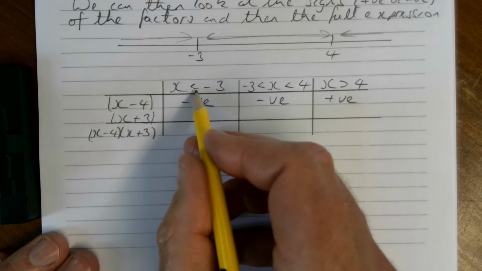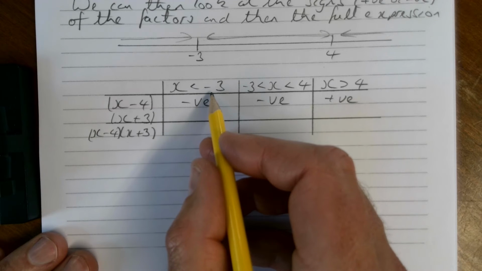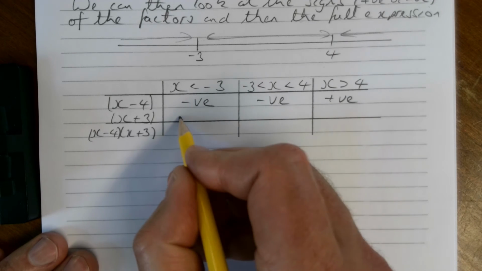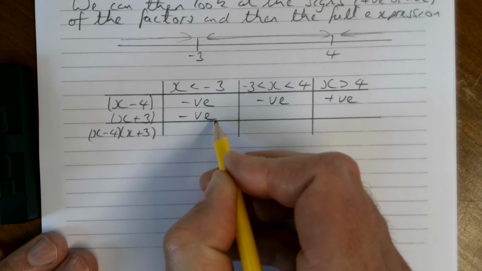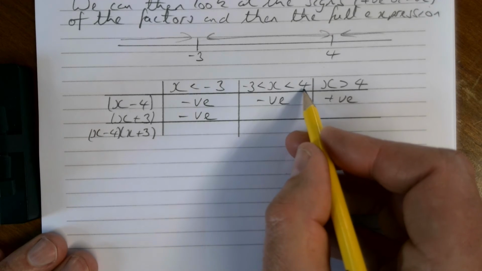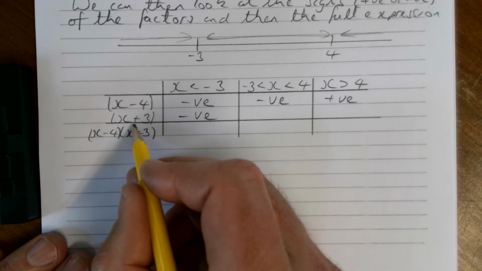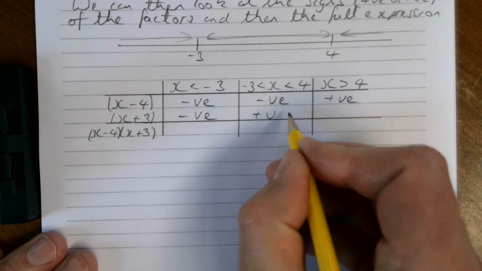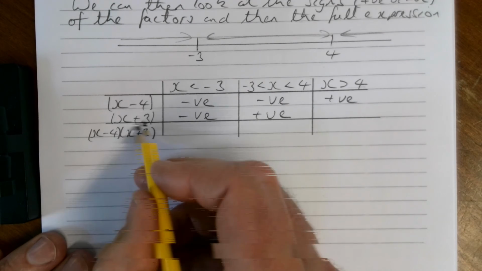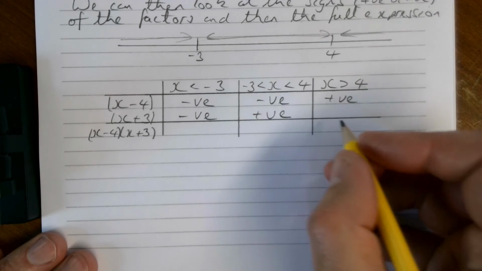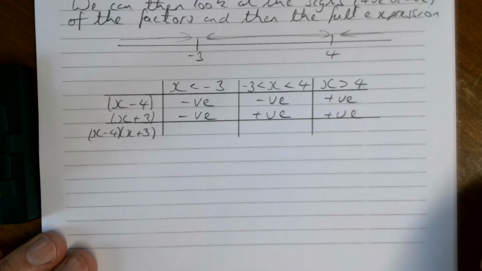Do the same down here. Number less than -3, for example -4. -4 plus 3 is going to give us a negative. In between -3 and 4, for example 0, would give us a positive. And then a number bigger than 4, 5 for example, would give us a positive as well.